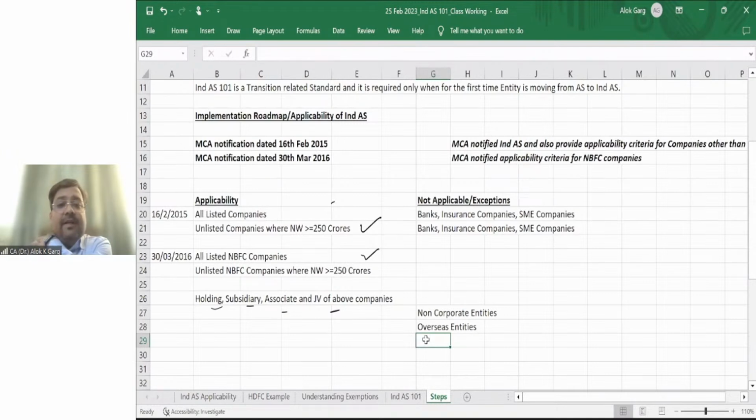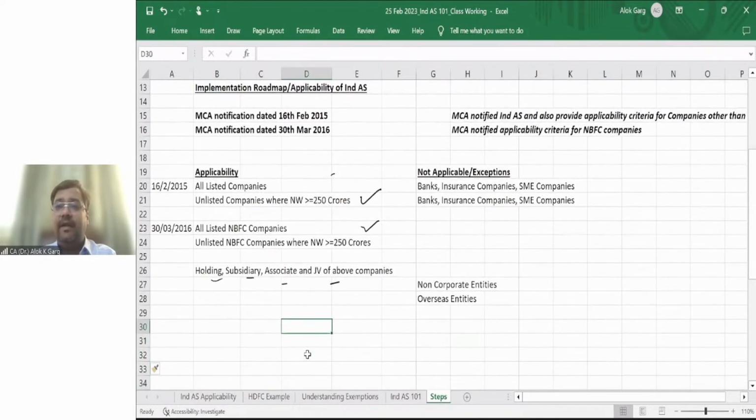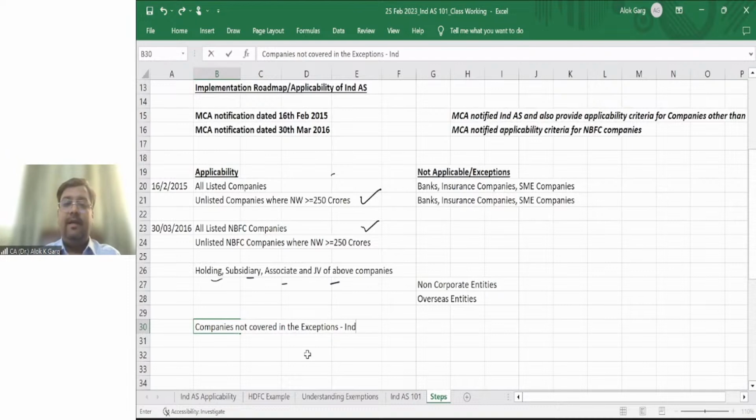Bank, insurance, SME company, Ind AS is not applicable, right? Sir, can an entity apply Ind AS voluntarily? So companies not covered in the exception, Ind AS may be applied voluntarily. Okay. Ind AS may be applied voluntarily. Is it clear?